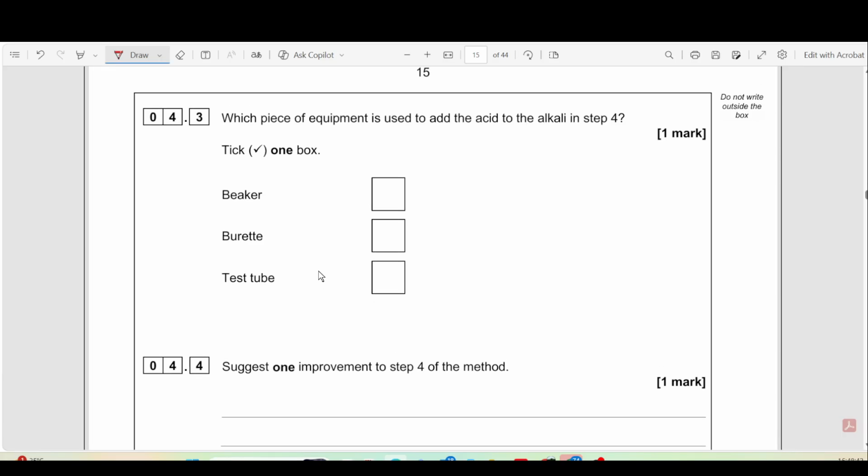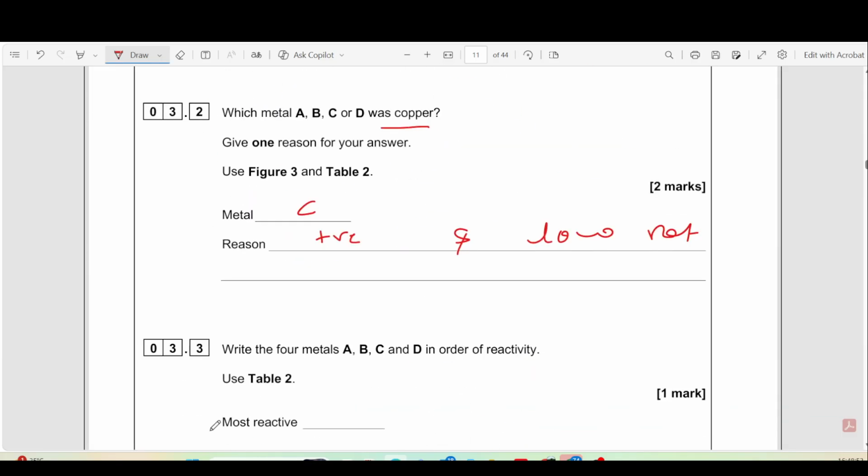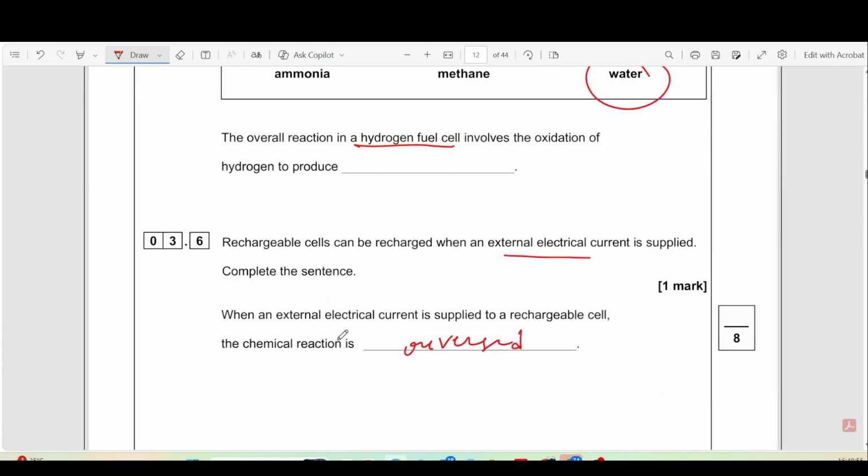Oh, why is it not moving? Oh, finally. Just one minute, let me fix it.